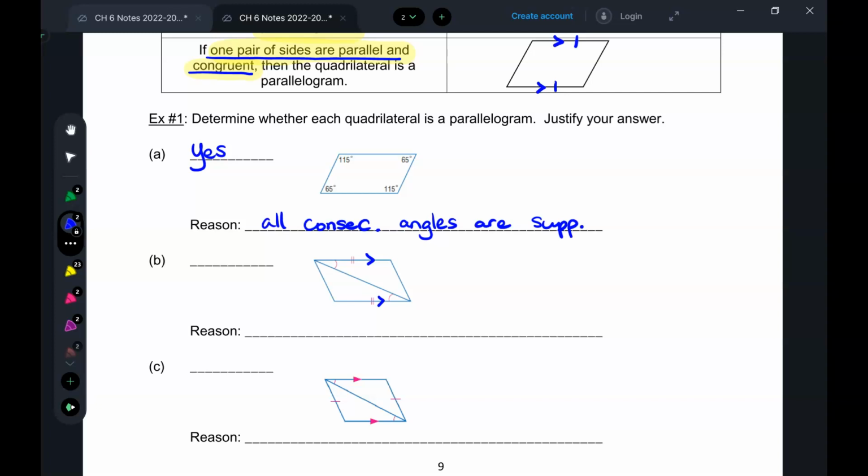So now ignore that line in the middle. What do we notice? There's two parallel opposite sides. Oh, I know. One pair of sides are parallel and congruent. There you go. So this one's yes.